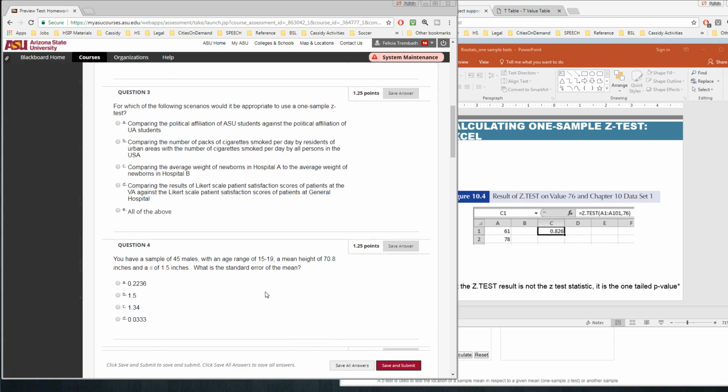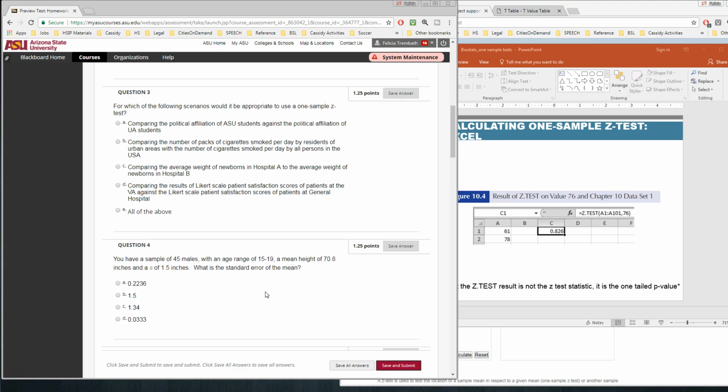Question number 3, for which of the following scenarios would it be appropriate to use a one sample z-test? So let's just go through and check these off. Comparing political affiliation of ASU students against the political affiliation of UA students. So that would be 2 samples, so we'd say no. Comparing the number of cigarettes smoked per day by residents of urban areas with the number of cigarettes smoked per day by all persons in the U.S. That would be yes, because I have a sample, and then I have population level information.